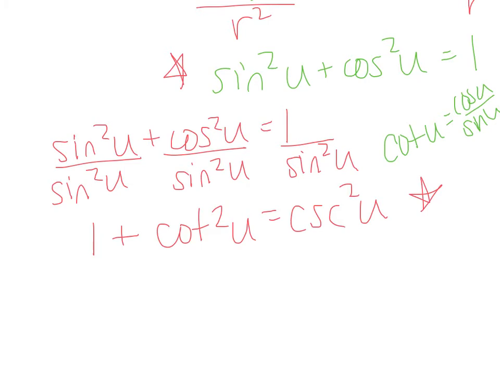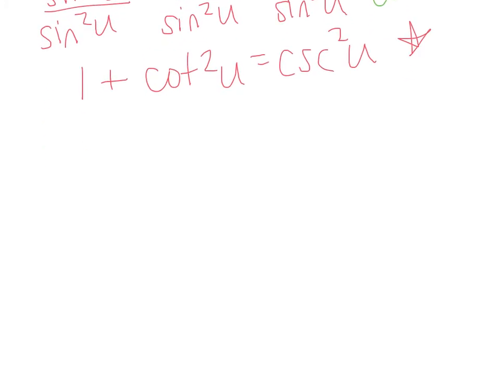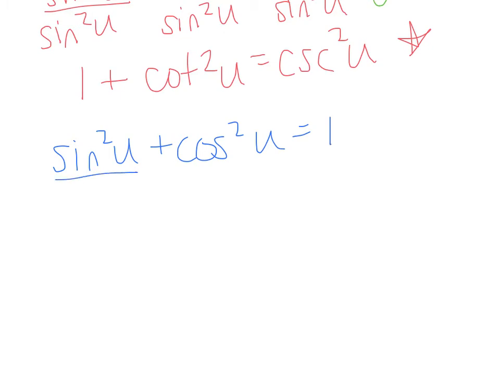And then if I rewrite it one more time, my original, sine squared u plus cosine squared u equals 1. And I divide everything this time by cosine squared u.